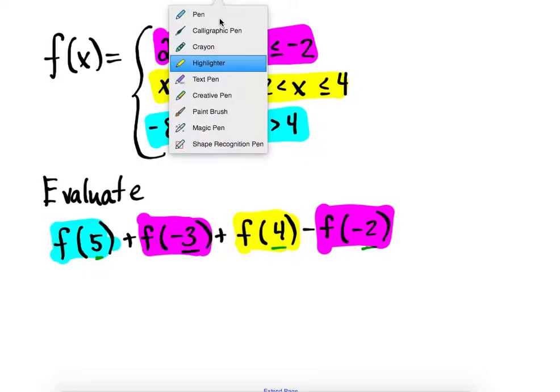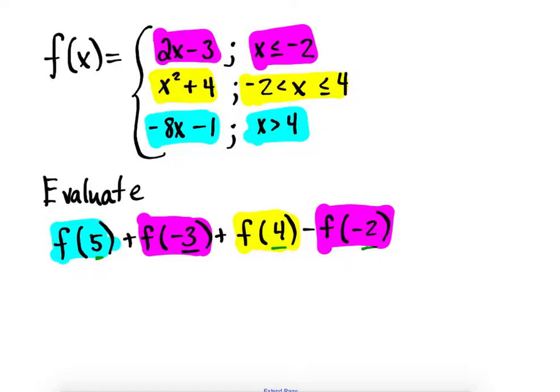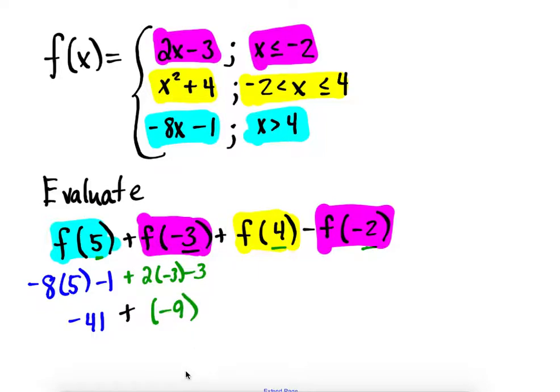Okay, so that's what we're going to do there. So if I did f of 5, what I would have to do is put it in the blue here. So I would do negative 8 times 5 minus 1. That's negative 40 minus 1, and that would be negative 41. Okay, and then I would add f of negative 3. Negative 3 goes into this one, so you would have 2 times negative 3 minus 3. That part would be negative 6 minus 3, which is negative 9.